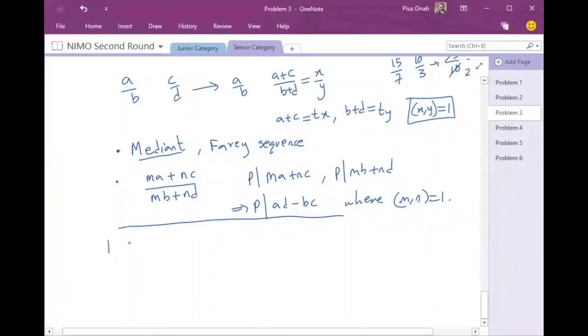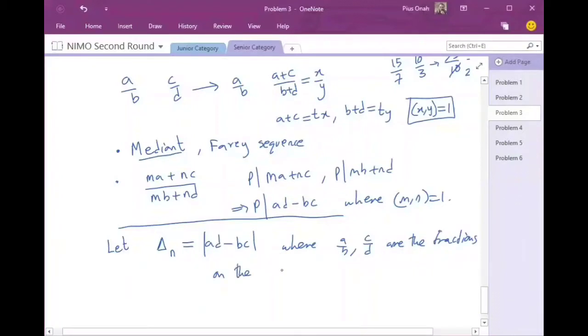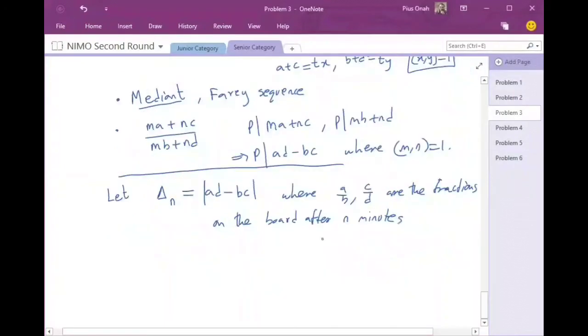All right. So let's say delta n is AD minus BC, where A over B and C over D are the fractions on the board after n minutes. So of course this fraction is in its lowest form.